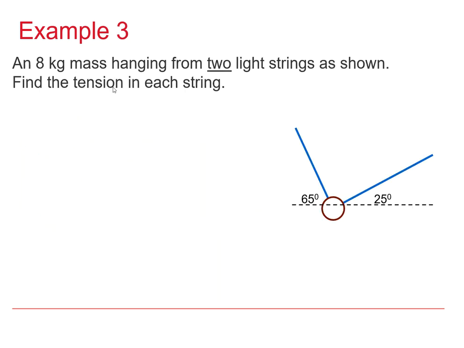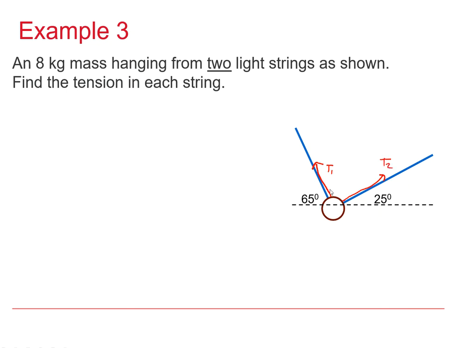Now here's another example. This time we've got an 8 kilogram mass which is hanging from two light strings, and we're asked to find the tension in each string. So each string will have a tension in it, which will be causing a force on the object. When the tension from a string is acting on an object, that force on the object has to act in the direction of the string. So there'll be a force that we could label T1 there, and another force which we can label T2 there.